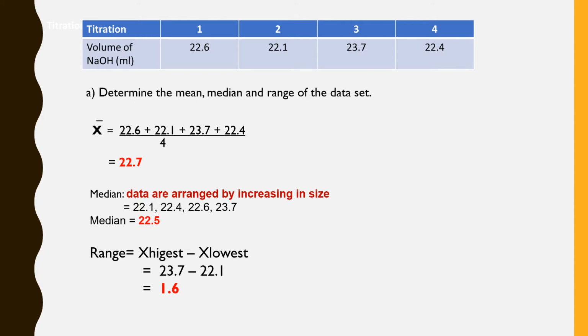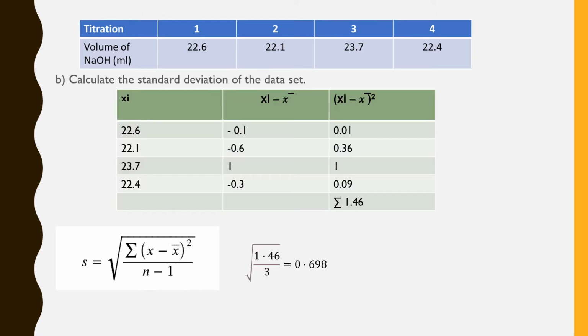For the range, it is the highest value minus the lowest value. So 23.7, the highest, from titration 3, minus 22.1 from data number 2, so we will get 1.6. The answer will be 1.6. Next, we have question B: calculate the standard deviation of the data set.